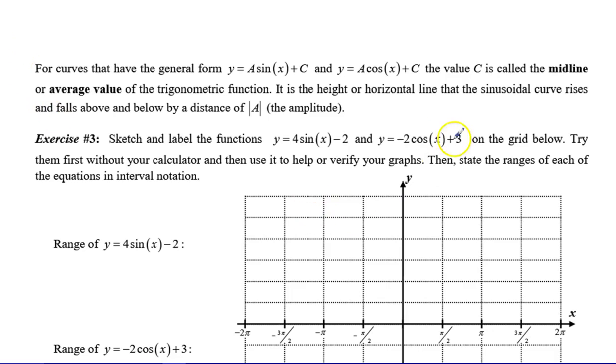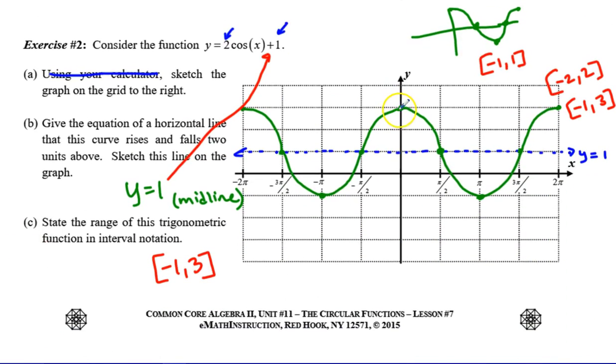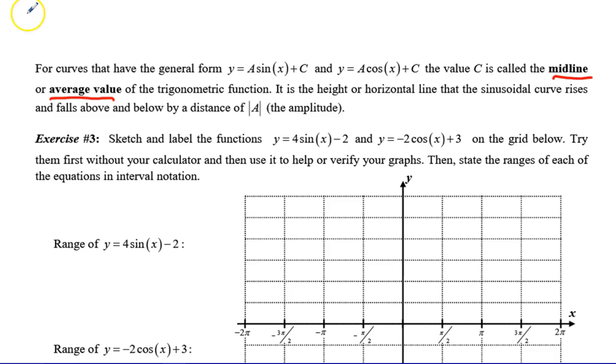On this next page, it gives you some vocabulary here. C is called the midline or average value. In other words, if I want to find that midline, I can find the average. So let's go back to our other one. If I want to find the midline from a graph, I can take the average of 3 and -1. So I can do 3 plus a -1, average it. In other words, divide by 2. So that's 2 over 2, right? Equals 1. That's the midline. So it's the average between the max and the min of the function. That's going to be handy later on.